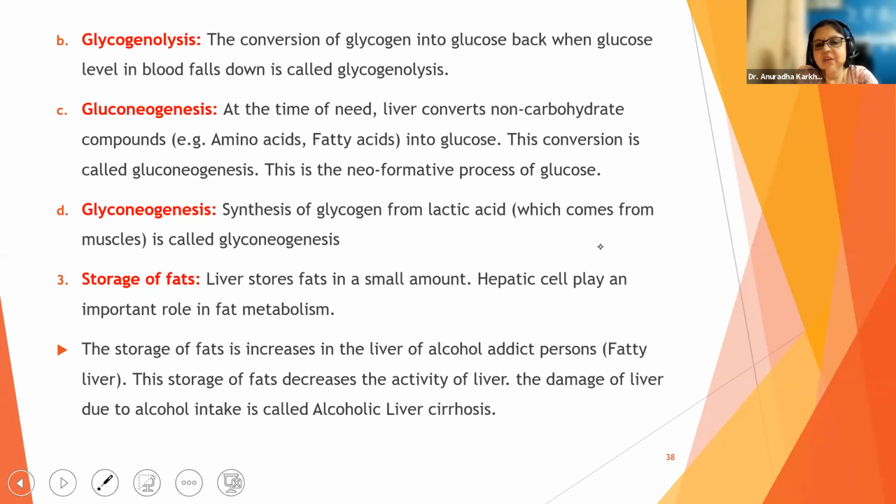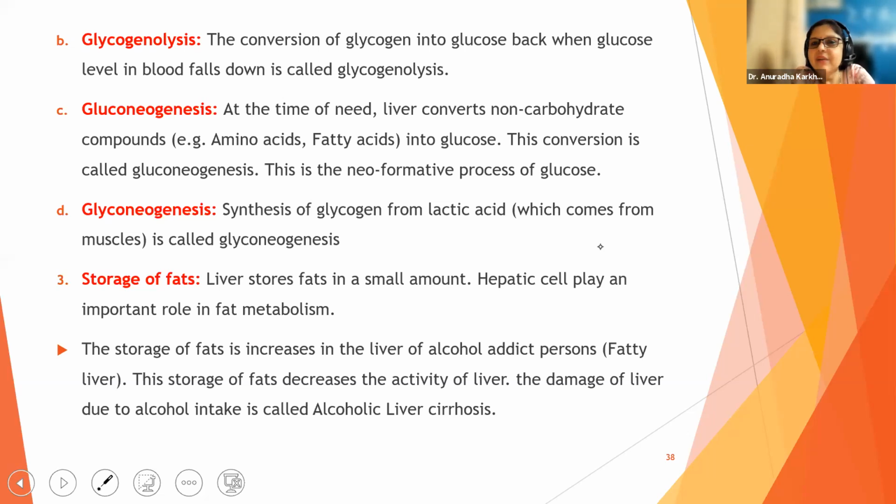Glycogenesis. Now this, as the name says, is the formation of glycogen. But from where is it going to be formed? Synthesis of glycogen from lactic acid, which comes from the muscles. We have done this in breathing and exchange, right? Cramps. Yes. Anaerobic respiration, we have done in the respiration chapter also, how lactic acid formation takes place in our muscles. So the lactic acid accumulated in our muscles needs to be immediately converted into glycogen to relax our cramps.